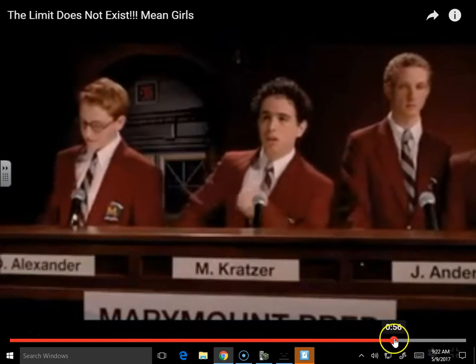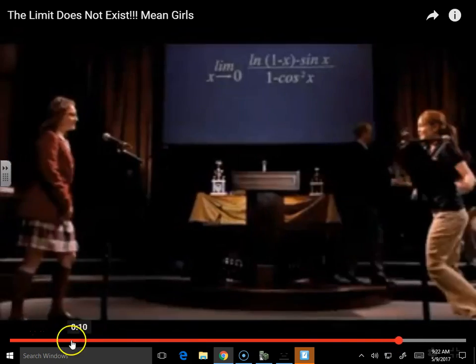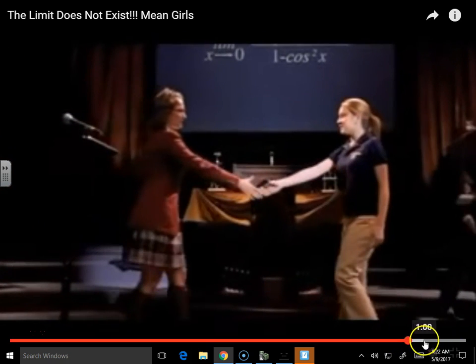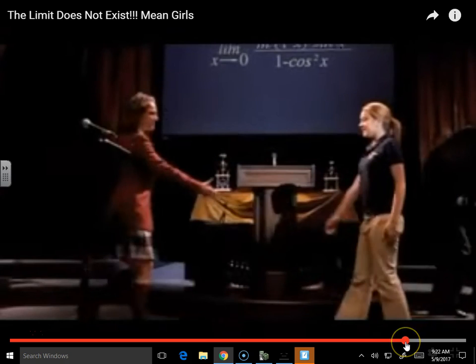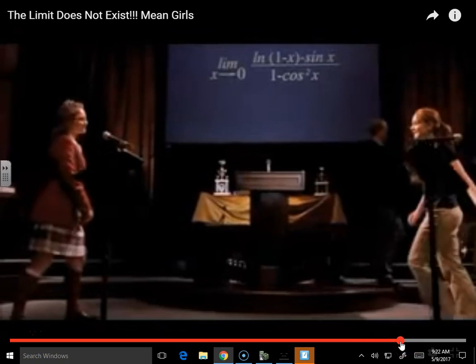Yeah, that was this one. Alright, I want you guys to see if you can graph this function in your calculator and see whether or not you agree. Ready, set, go. Probably doesn't. ln of 1 minus x minus sine of x.